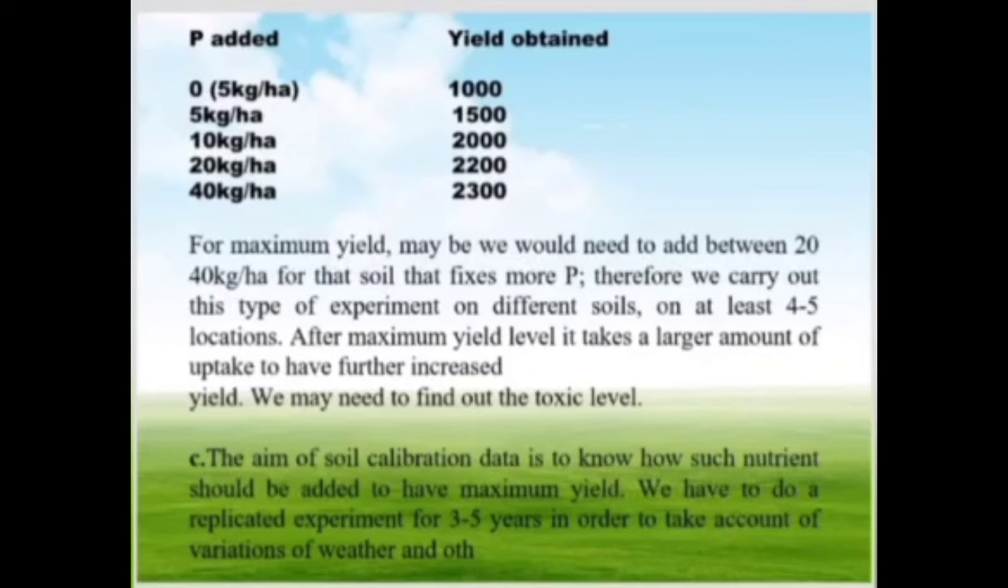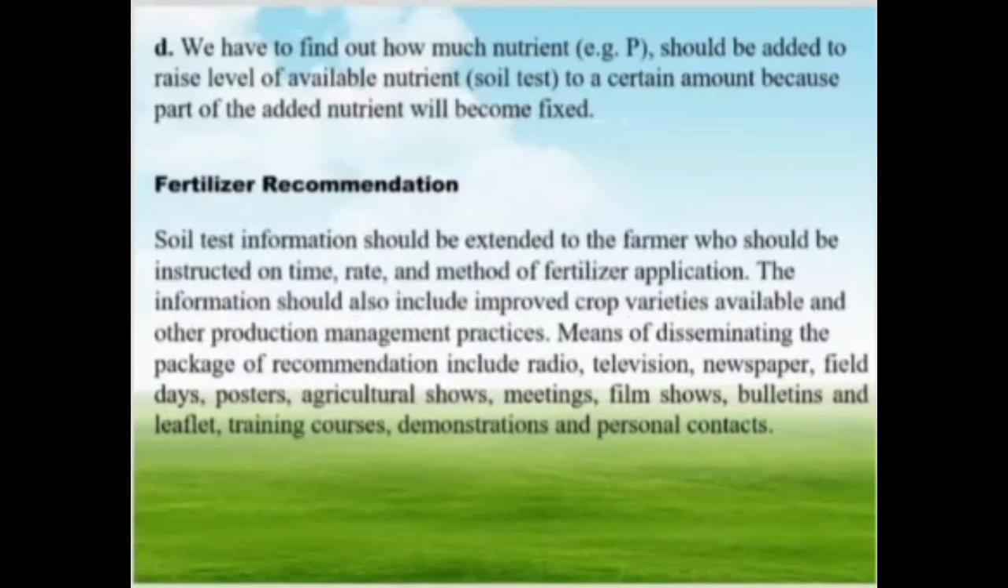C. We have to do a replicated experiment for 3 to 5 years in order to take account of variations of weather and so on. D. We have to find out how much nutrient should be added to raise the level of available nutrient to a certain amount, because part of the added nutrient will become fixed.